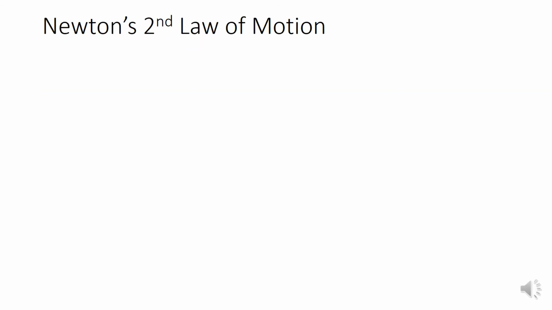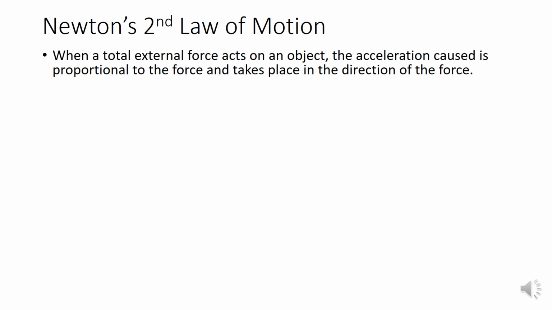Newton's second law of motion then. When a total external force acts on an object, the acceleration caused is proportional to the force and takes place in the direction of the force. So what does this say? So let's pick out some words. When a total external force, now that just means when you add up all the little forces and there's an overall force, that's the net force. And so the net force is not equal to 0. The object is experiencing a force. Well, then an acceleration will happen.